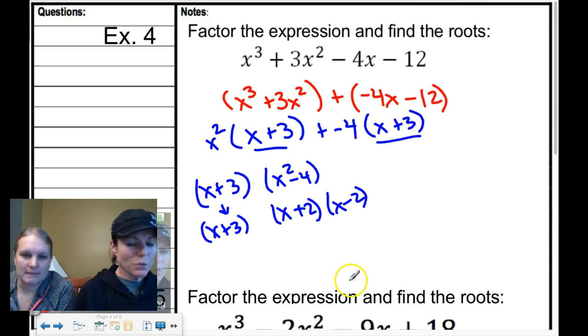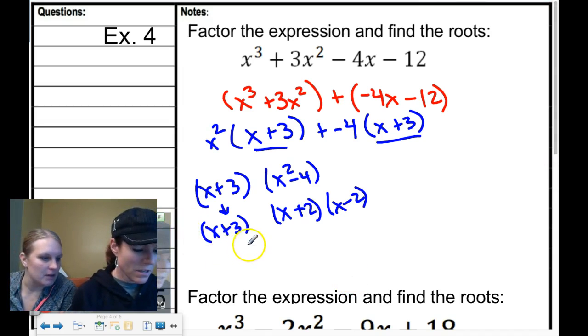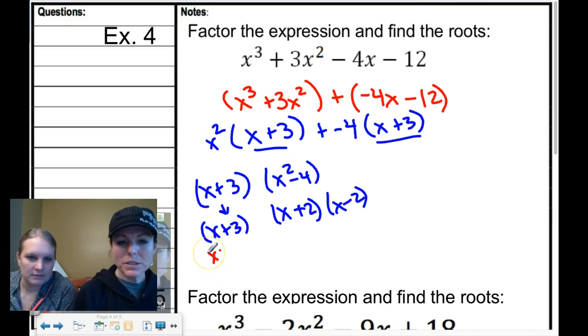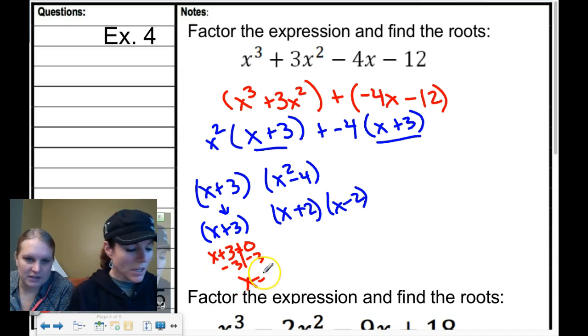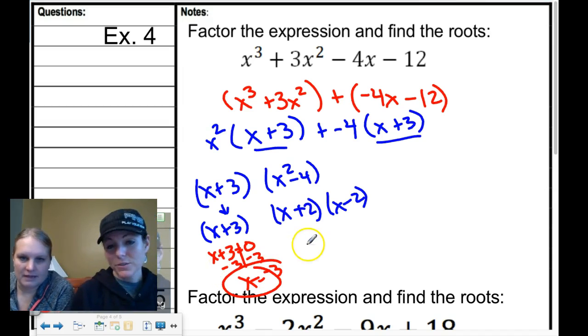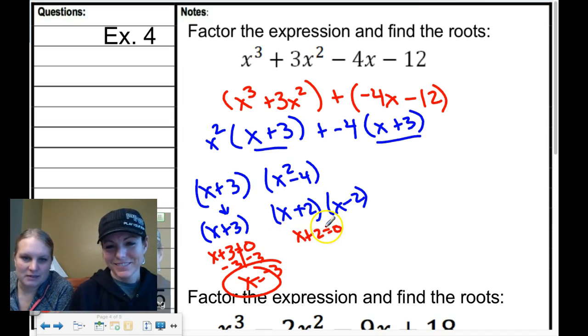You're going to get so comfortable with this, you're going to be able to do that. But now, I don't think we're done. No, we have to set them all equal to 0. So x plus 3 equals 0, x plus 2 equals 0, or x minus 2 equals 0. I'm just finishing it right away. You can do that because you're doing all the writing. That is x equals negative 3. x plus 2 equals 0. Subtract 2, so x equals negative 2.